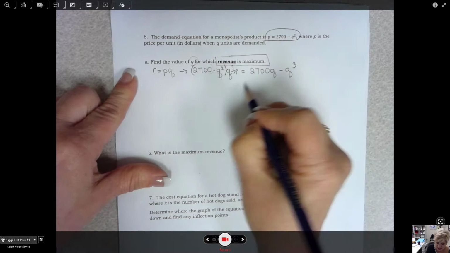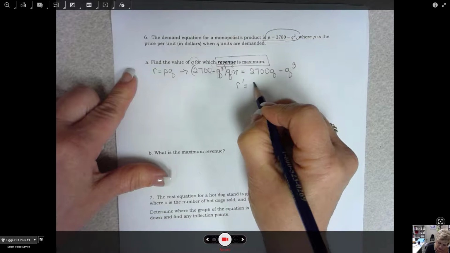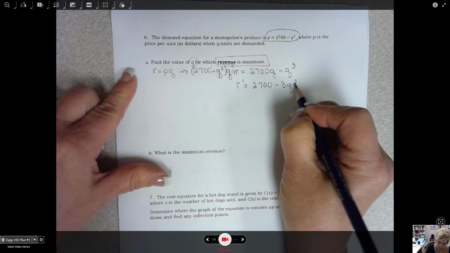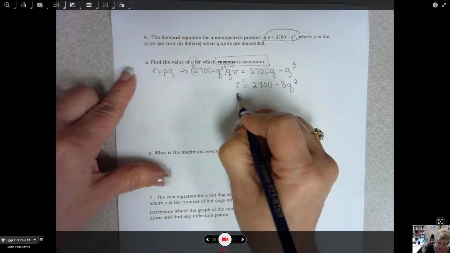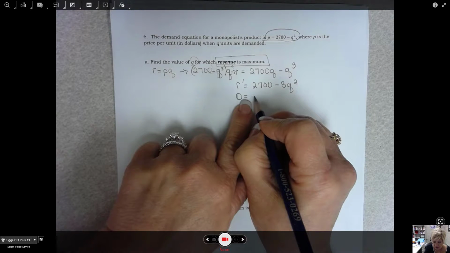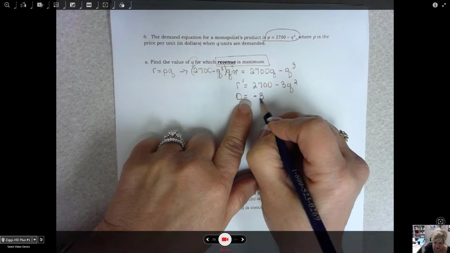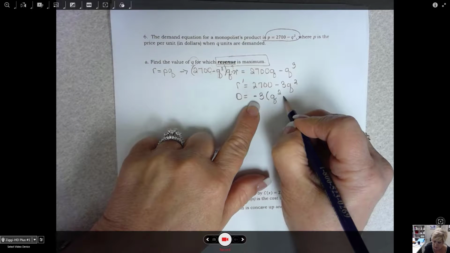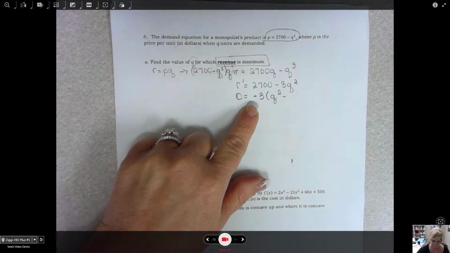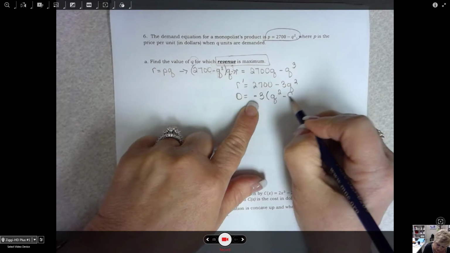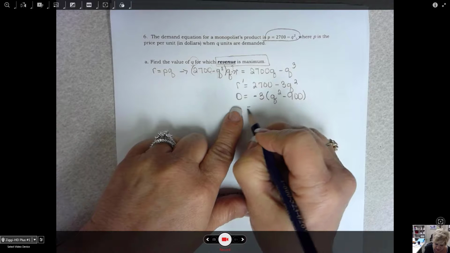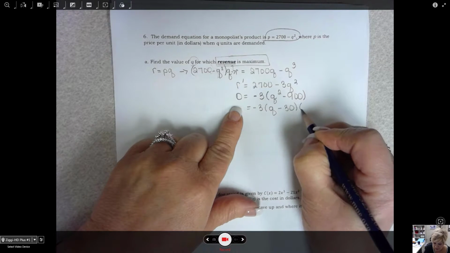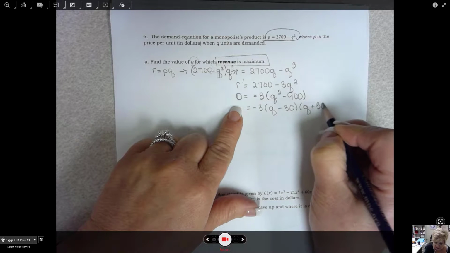All right, so take the derivative, always derivative, so that would be 2700 minus 3Q squared. Set it equal to 0 and find our critical point. So let's factor out the negative 3, and we'll end up with Q squared minus 900. Let's factor that. That is the difference of two perfect squares. So Q minus 30 times Q plus 30 equals 0.